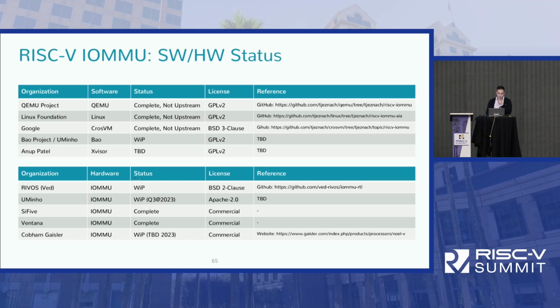And in terms of IPs, there is a repo from VED that has a very basic IOMMU RTL, not compliant with the specification, as far as I know. My team is developing this IOMMU IP, which we expect to provide under a very permissive license. There are the commercial implementations from SiFive and Ventana in these very same cores that have the Hypervisor extension and the AIA. And Cobham in the NOEL, they expect to release somewhere in 2023 under a commercial license as well.